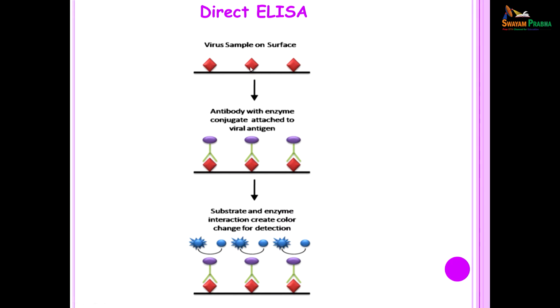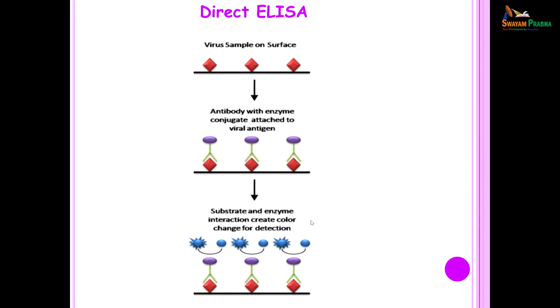Now, you take a virus sample which you coat on the top of a microtiter plate. To this you will add antibody to which enzyme has been conjugated. So, this is the antibody and this is the enzyme conjugate. Now, if antigen was present, this antibody would stick on to the antigen. Any excess antibody which is present is then washed off.